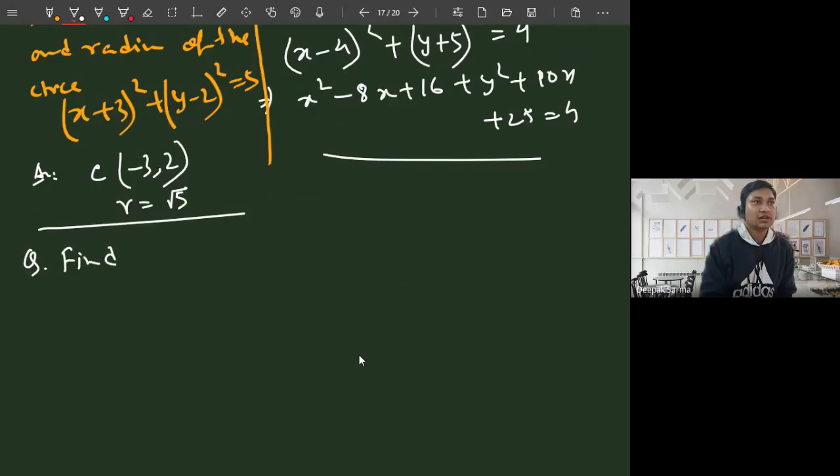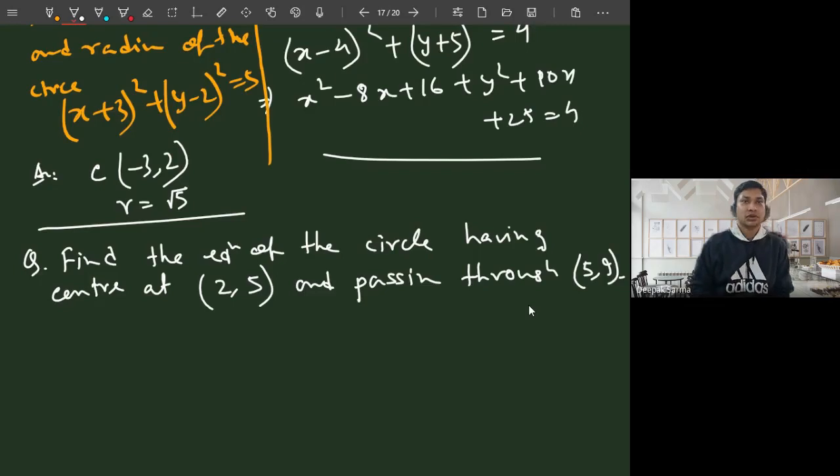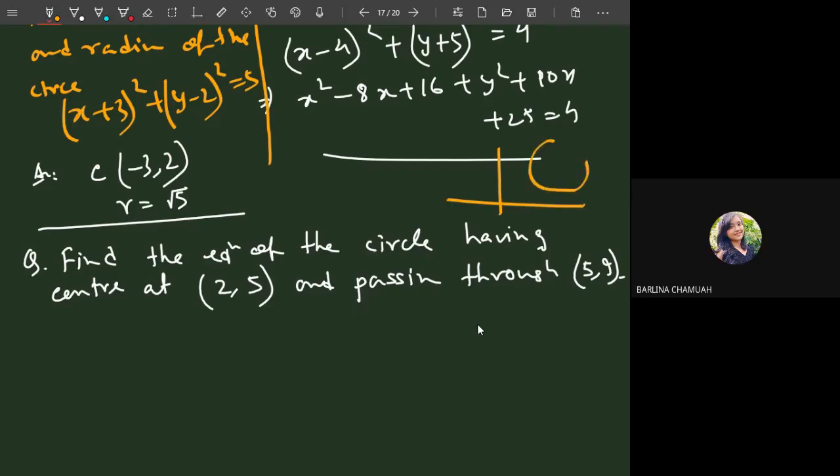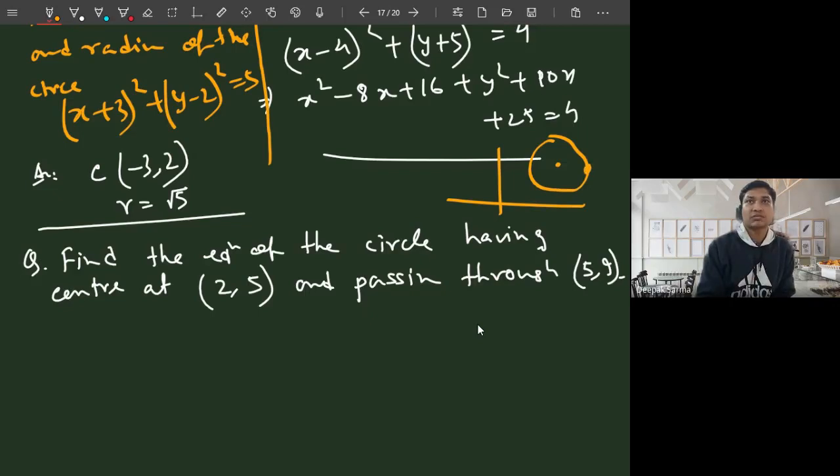Find the circle means find the equation of the circle. You understand the question? First of all, the center is somewhere at (2, 5). This one is the center. And one point on the circle, maybe this point (5, 9), is given, and the center is (2, 5).